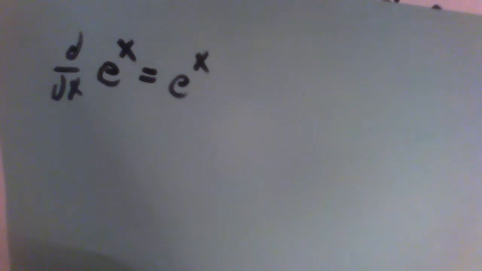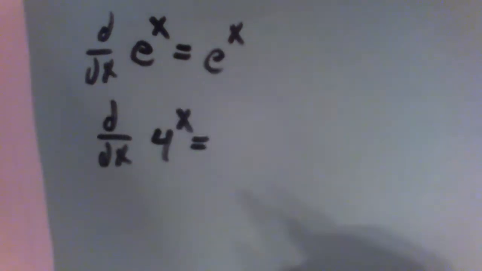So for one of the last ones, we take the derivative of functions that no longer look like e to the x, right? Because e to the x is very simple. The derivative of this is just e to the x. But what if you have the derivative of something that's not e? Because e is a special number.